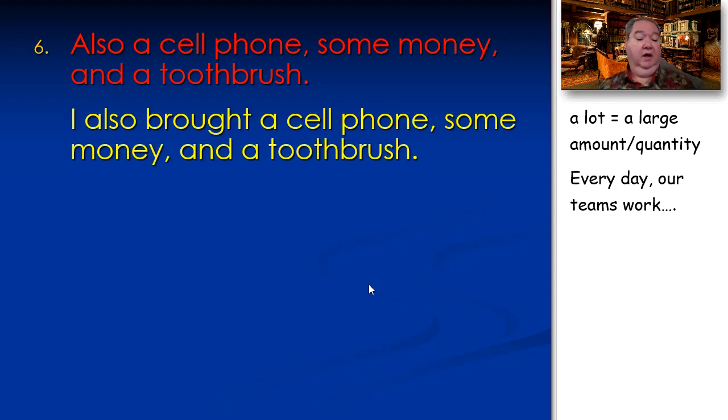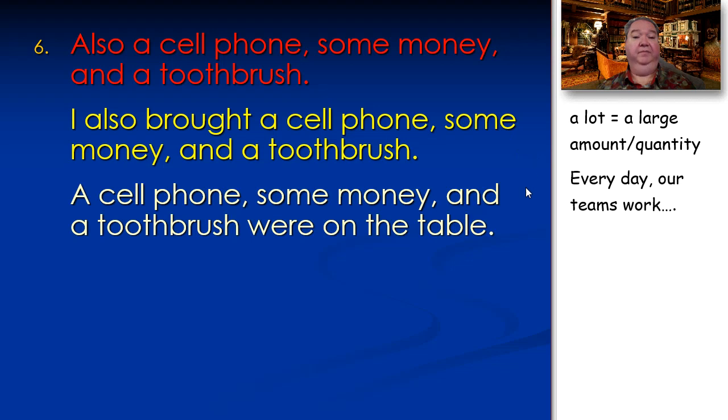Well, we could make these things just objects in the sentence. I also brought. So using also kind of in the middle here, between a subject and a verb, I also brought a cell phone, some money, and a toothbrush. So maybe, what did you bring with you? Oh, I brought my backpack and some clean clothes. I also brought a cell phone, some money, and a toothbrush. So a list of items you brought.